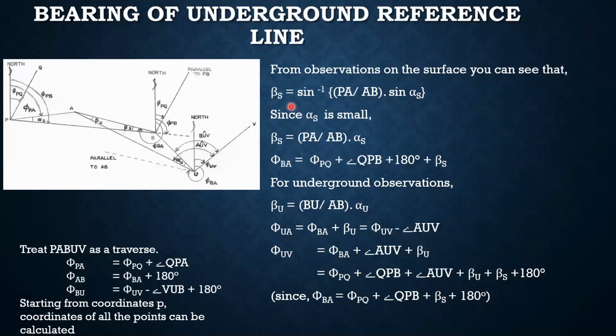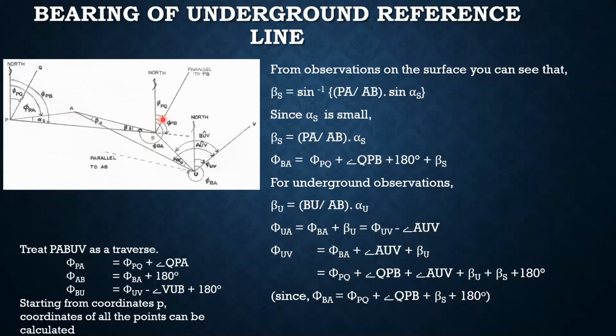Now, this beta S has been written in terms of alpha S, which is the angle between AP and PB, APB. It is written in alpha S so that you can find the bearing of these two lines from north at point P. If you can find the bearing of PQ, of course, you can find the bearing of PA and PB, right? Since alpha S is small, we can approximate sine alpha S as alpha S, right? Then for the rest, we can find the bearing of BA here.